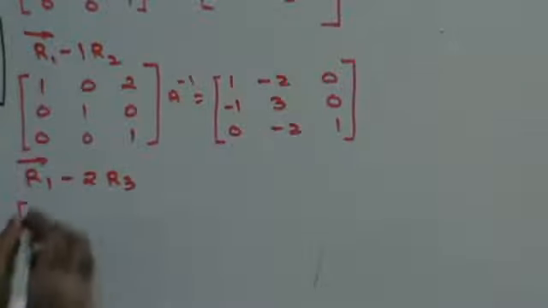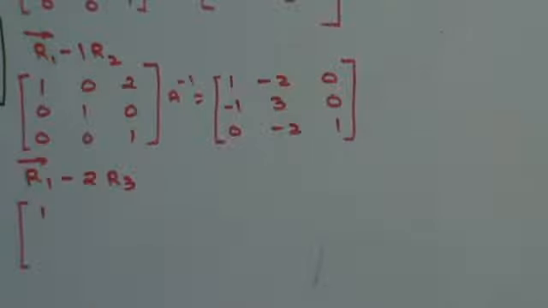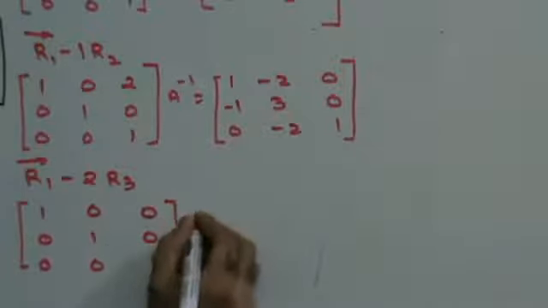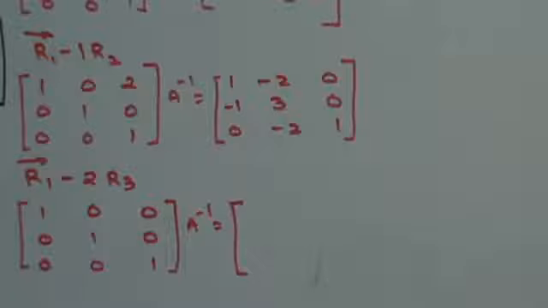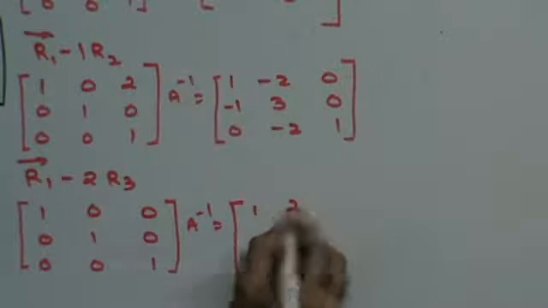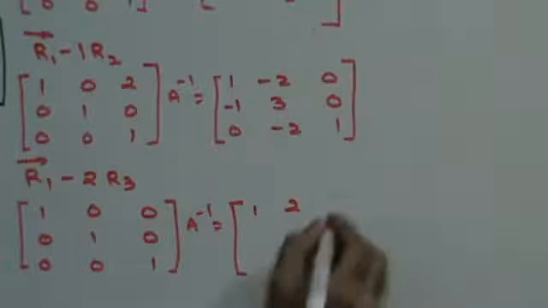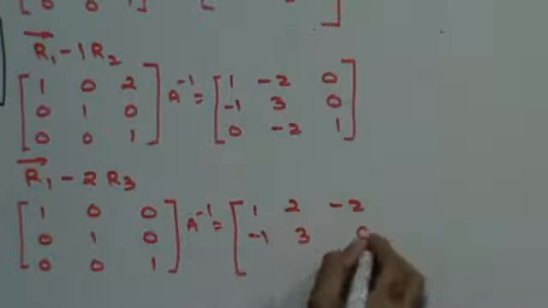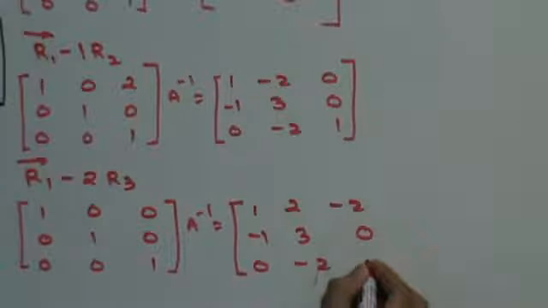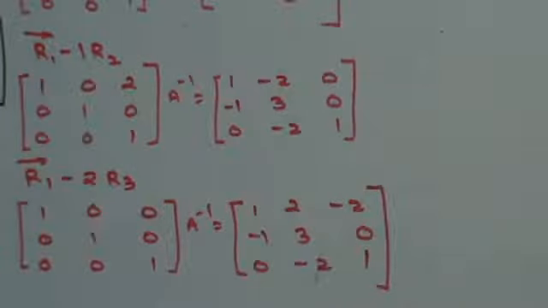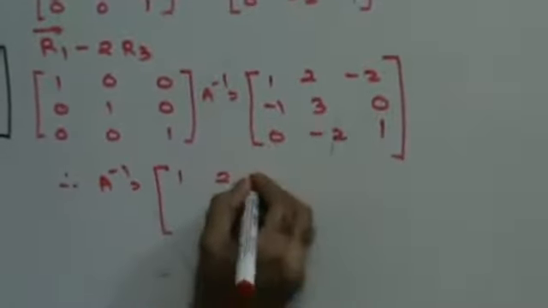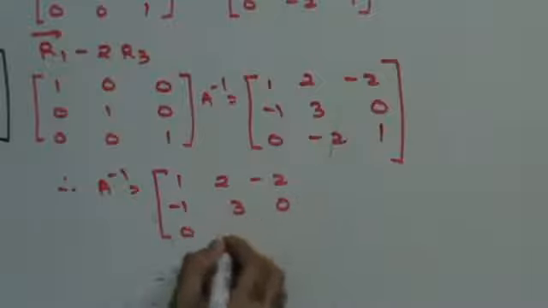Right? This is 1 minus 0 is 1. 0 minus 0 is 0. 2 minus 2, 0. 0 1 0, 0 0 1 is equal to A inverse. Now, 1 minus 0. 1 minus 2 plus 4 is plus 2. 0 minus 2 is minus 2. Minus 1, 3, 0. 0 minus 2, 1. Right? So in that case, your answer will be A inverse is 1, 2, minus 2, minus 1, 3, 0, 0 minus 2, 1.